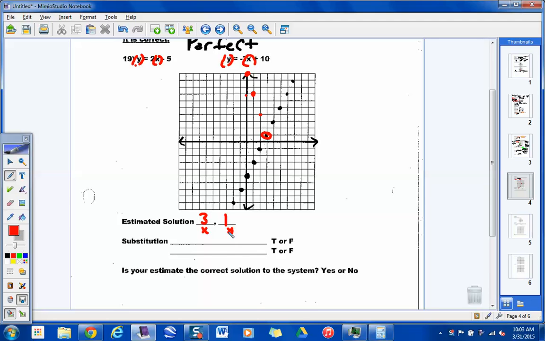Check it out. First equation, y. What are you putting in? 1. 1 equals 2 times what? 2 times 3 minus 5, right? Is that true or false? Well, what's 2 times 3? 6 minus 5. Makes 1. True, right? Works here, didn't it?